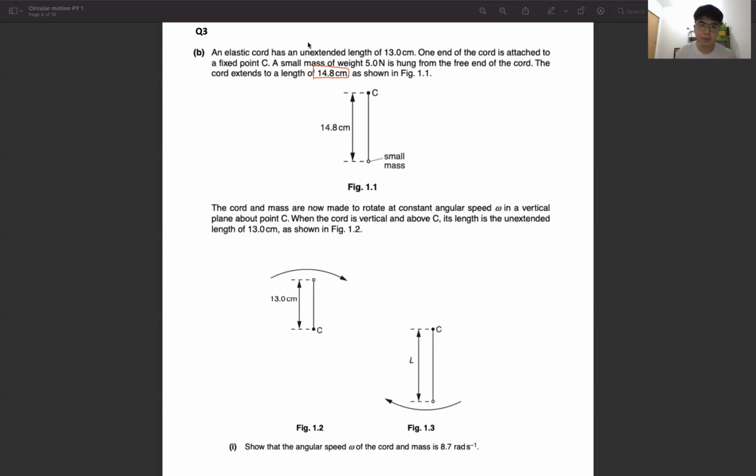So basically, you have this cord, you rotate it, vertical circle motion. So they take the point at the top. What happened to the tension at the top?